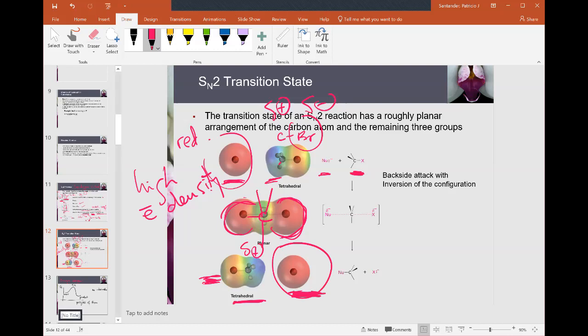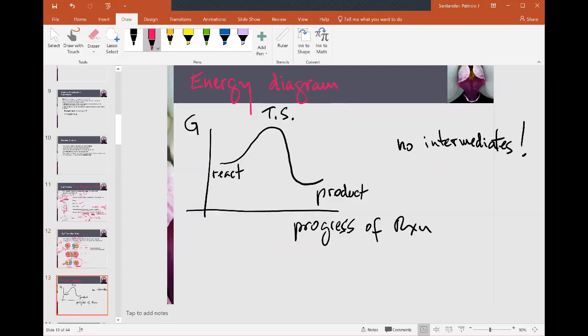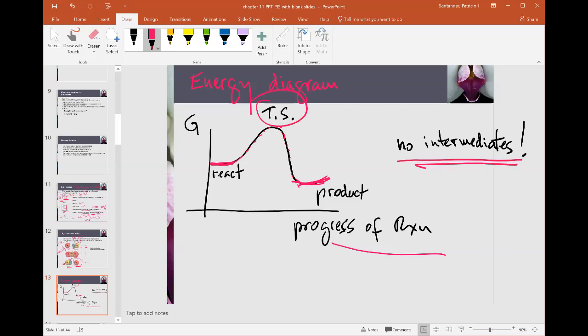So let's talk a little bit about the energy diagram that will be associated with such a reaction. The energy diagram should look a little like this, right? I will have G against progress of the reaction, and the reactants will have a certain energy. Then you will increase the energy, go through a transition state, and then it will go down to the formation of the final product. So notice that we have just a transition state. There are no intermediates in this reaction. So I cannot isolate any species that is in between the reactants and the products. No intermediates.